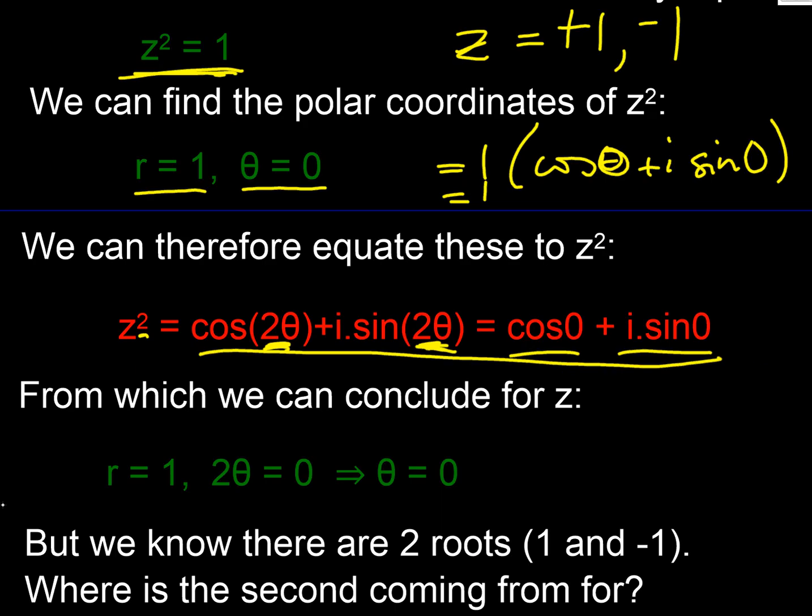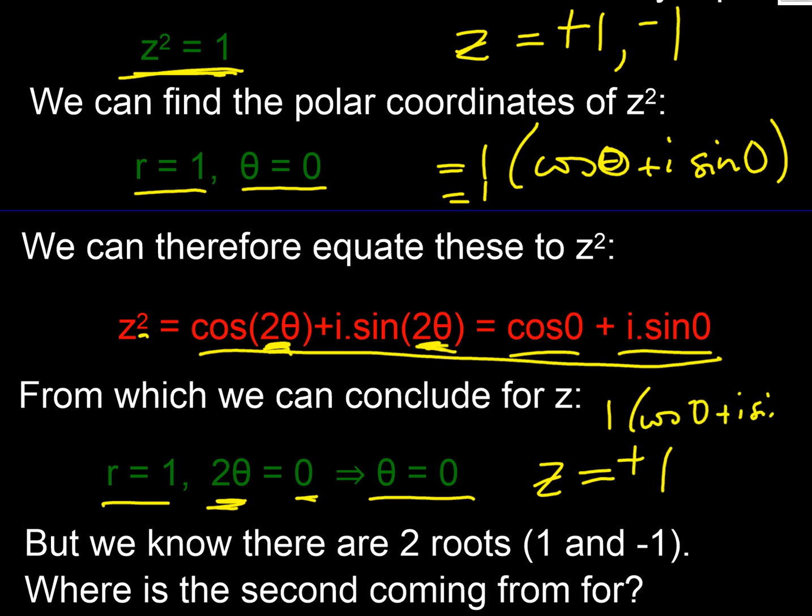And therefore, if we equate those, we know r equals 1, but we also now know that 2 theta equals 0, and therefore theta equals 0. And if we put those two values in, we can see that that gives us our solution z equals plus 1, doesn't it? Because that's 1 times cos of 0 plus i sine of 0, and cos of 0 is 1, and sine of 0 is 0, therefore z equals 1.